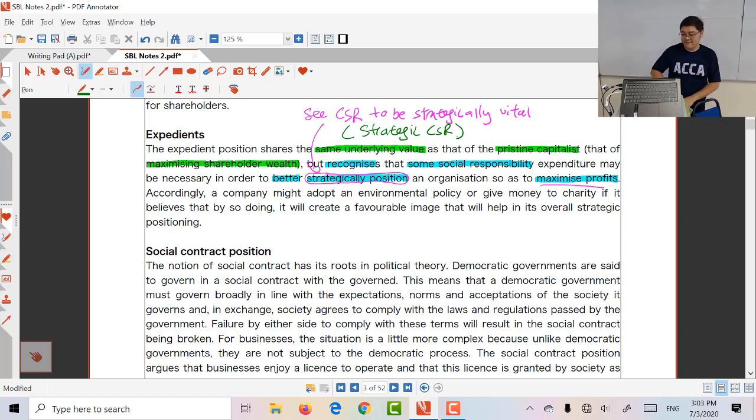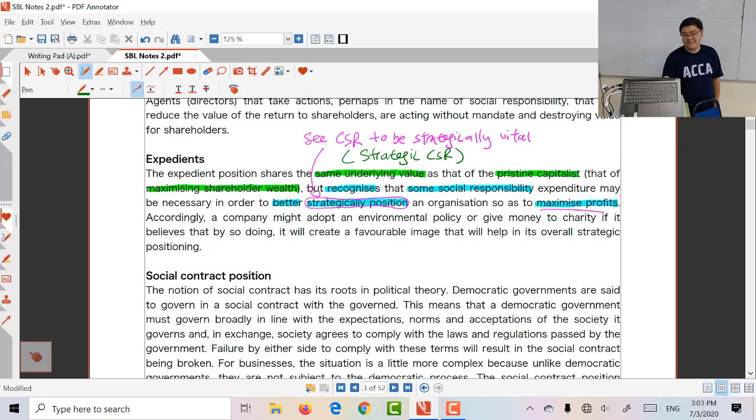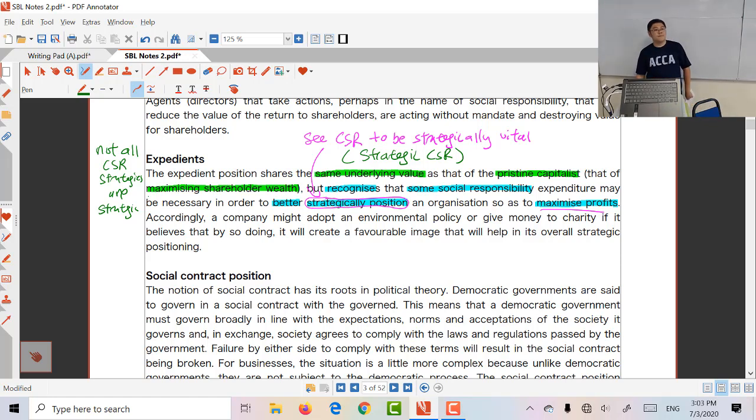Yeah. Okay, write down. One sentence: not all CSR strategies are strategic. Not all sleepy. Sorry, what can I do? I'll stand up.